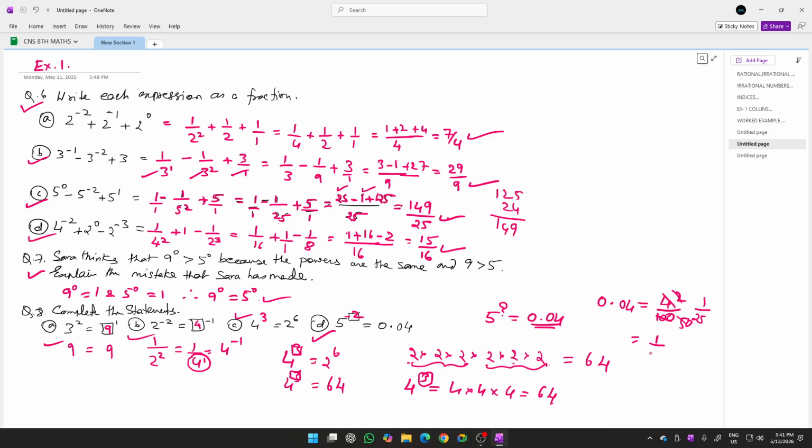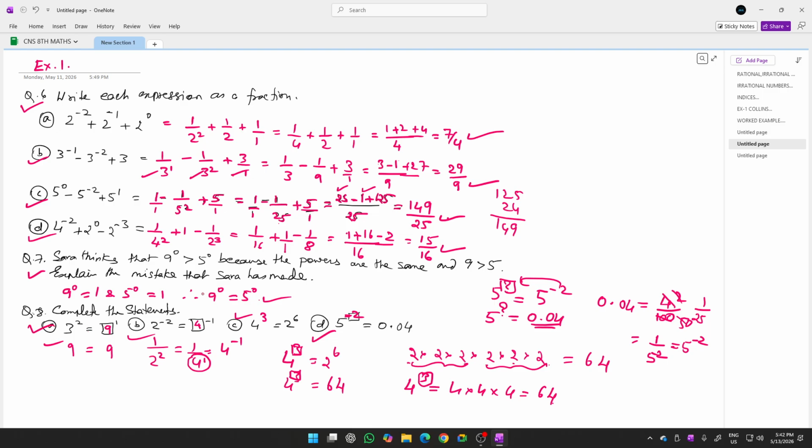1 upon 25 can be written as 1 upon 5 squared, and 1 upon 5 squared can be written as 5 raised to minus 2. So this 0.04 is nothing but 5 raised to minus 2. So on the left hand side, 5 is given and this question mark will be minus 2. So the answer here will be minus 2. Is that clear? That was question number 8.